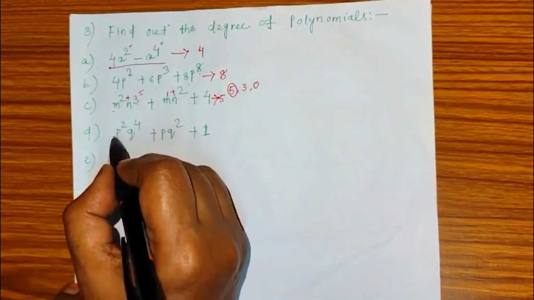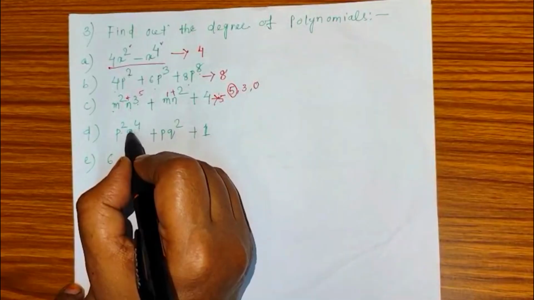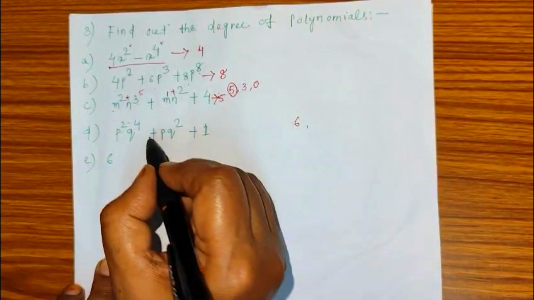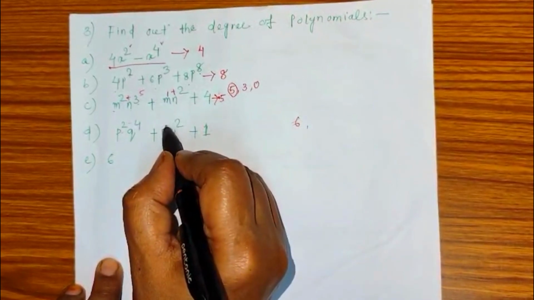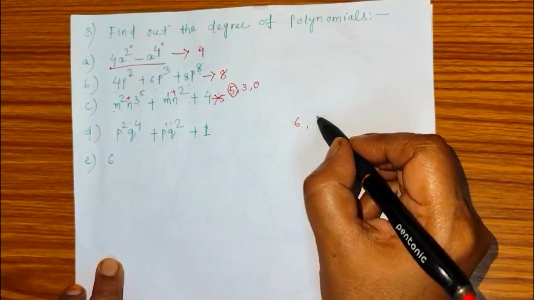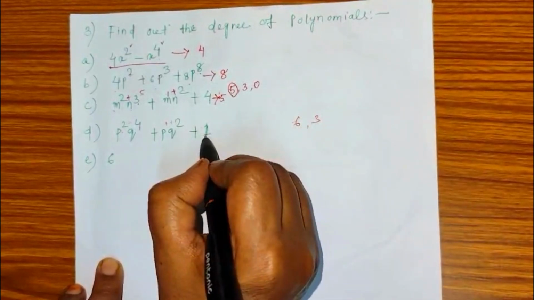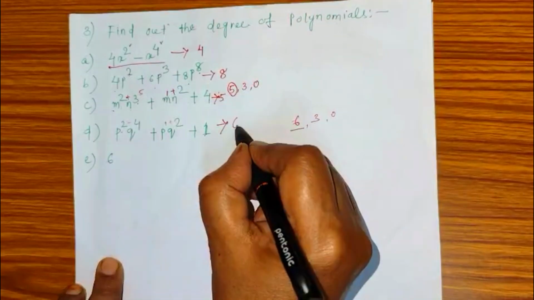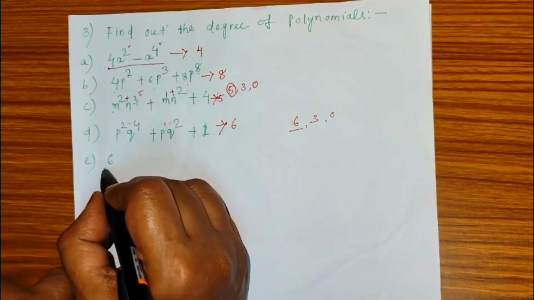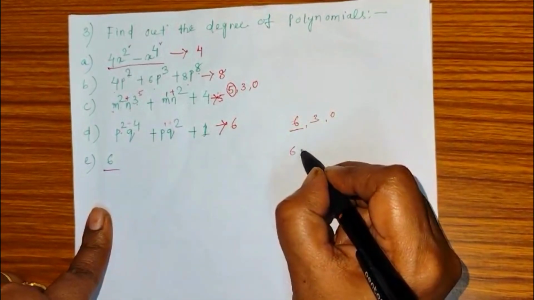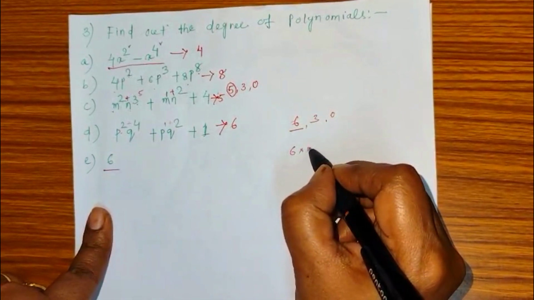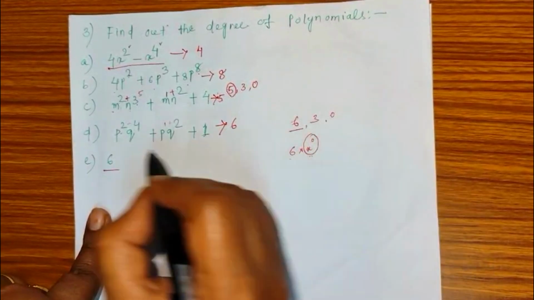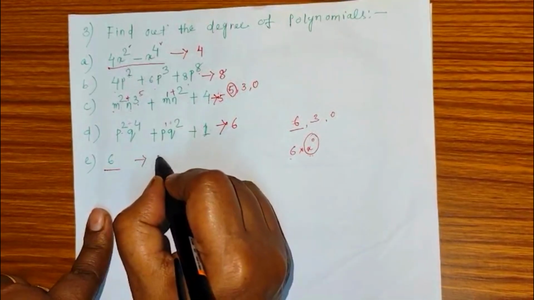Okay. Next, p square q4. So here the power will be 2 plus 4. So here it is 6. Then pq square. Here it is p to the power 1. So 1 plus 2 is 3. And here it is 1, so it is 0. So highest power is 6. So the degree of polynomial will be 6. Here 6 only number. 6 is nothing but 6 into x to the power 0. So here the x to the power 0 is 1. So 6 into 1. So here the degree of polynomial is 0.